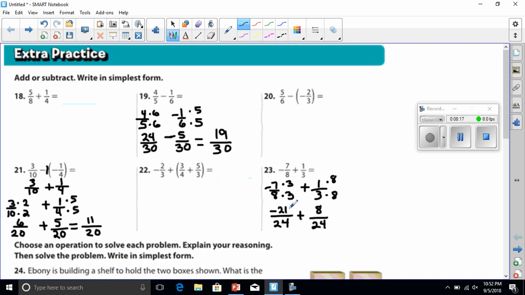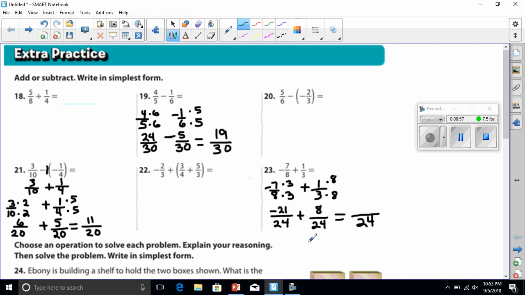Now we have negative 21 plus 8. Why? Because my denominators are the same. And my rule for like fractions is if my denominator is the same, all I have to do is add or subtract my numerators to get my answer. So my denominator is going to be 24. Negative 21 plus 8. Well, what would I have to add to 21 to get to 8? Let's think about this for a minute. I have negative 21. Now I'm going to add 8 to it.